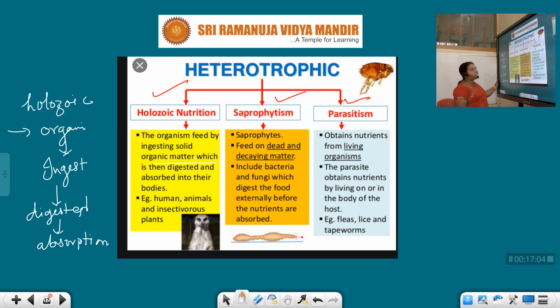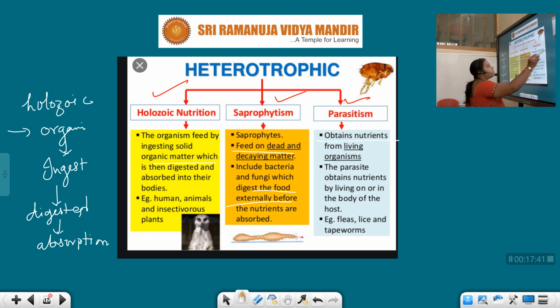But in the case of saprophytism, what will happen? See here, the organisms which follow saprophytic nutrition simply feed on dead and decaying matter, including some bacteria and fungi, which digest the food externally before the nutrients are absorbed. So there are some microorganisms, children, such as bacteria and fungi, which consume the nutrients from dead and decaying matter, and this nutrition is nothing but saprophytism or saprophytic nutrition.